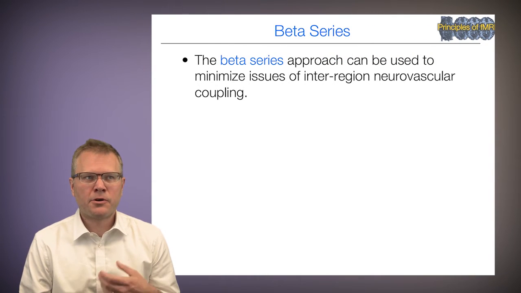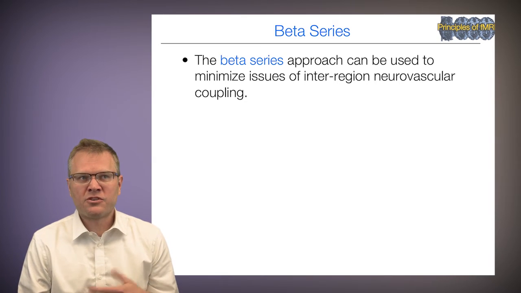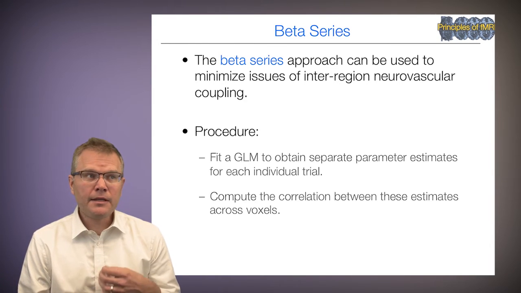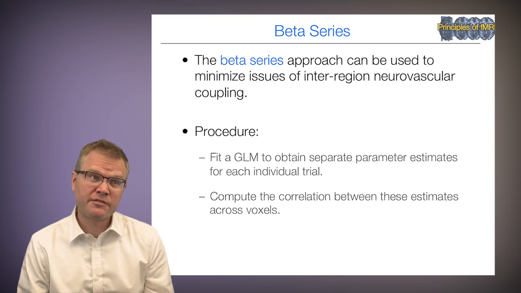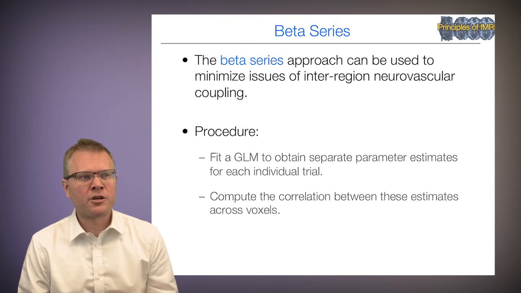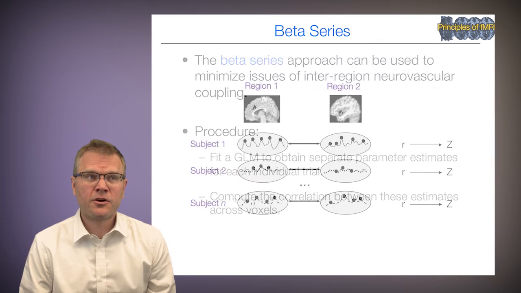The beta series approach by Rissman et al. can be used to minimize issues of interregion neurovascular coupling. The procedure that's used in the beta series approach is first to fit a GLM to obtain separate parameter estimates for each individual trial, and thereafter compute the correlation between these estimates across voxels. So here's a cartoon of that.